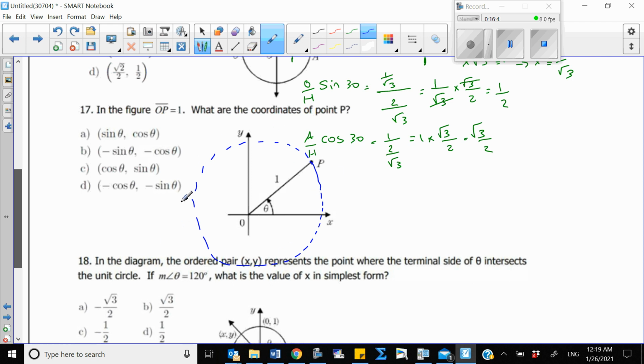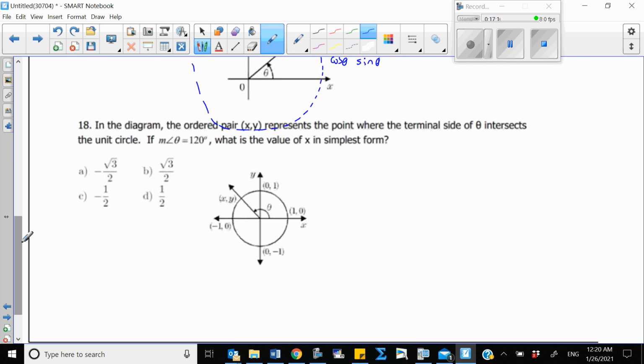We learned that if we have a point on the unit circle, and this point has x and y as the coordinate, again, x is cosine and y is sine. Since this point is in the first quarter, both x and y are positive. So sine and cosine are both positive. Which one is the answer? It's this one, cosine and sine, both of them positive.